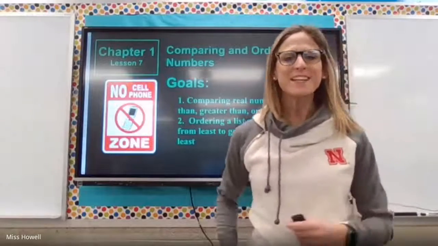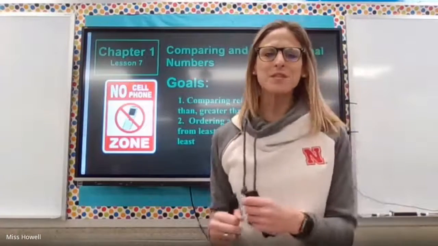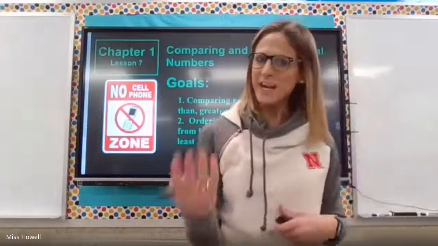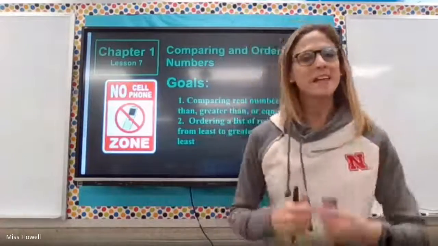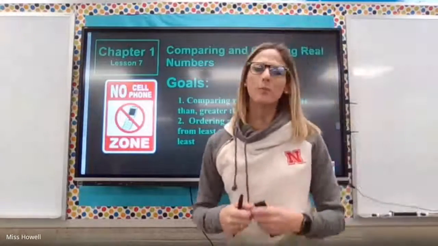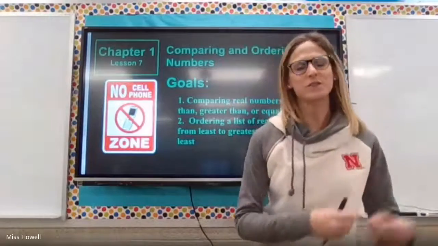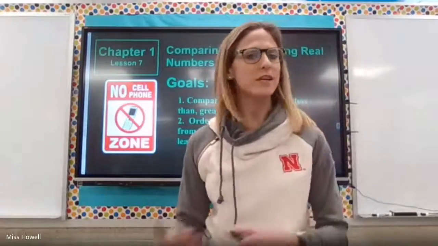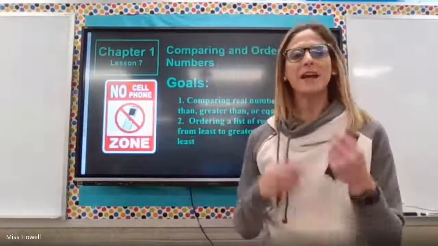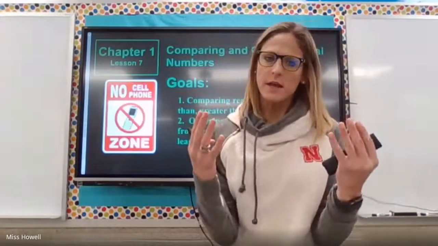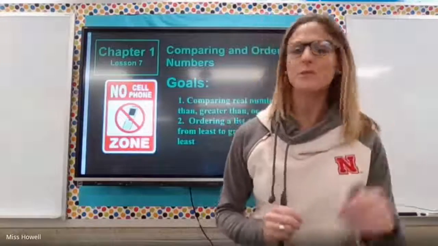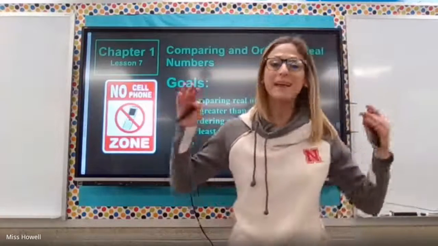Our goal for today is to take real numbers, and that could be numbers that are rational or irrational, and compare their values or put them into an organized list. For example, from least to greatest or greatest to least. So we're going to start with, I have two numbers. How can I compare them as less than, greater than, or equal to? And then we'll go to a more expanded list.